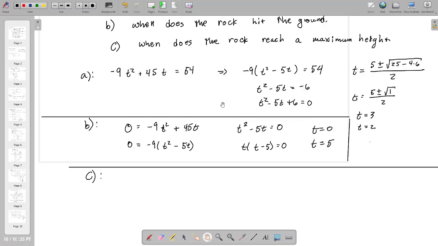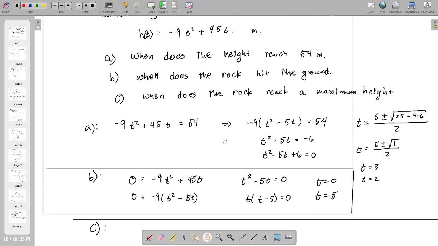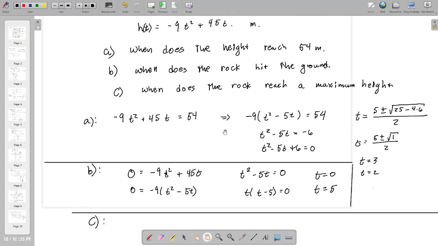Part C, this is where we use the discriminant in an unusual way. So we're looking for when the rock reaches a maximum height. We know that this is a maximum. We also know that when it reaches its maximum height, it will only reach that height one time.